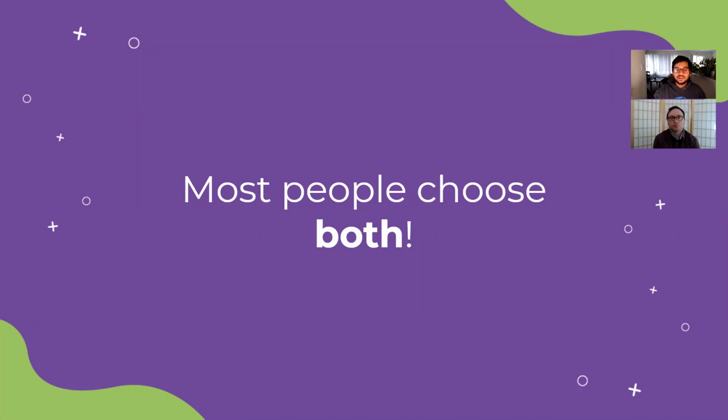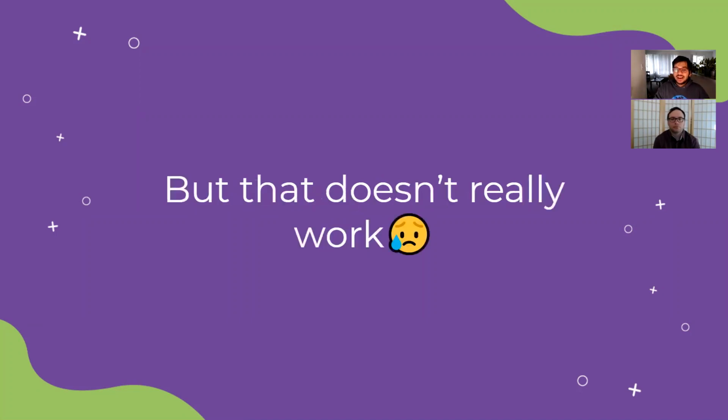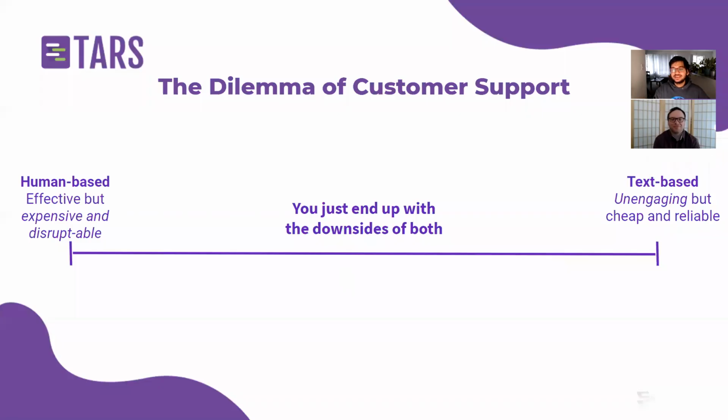The number of customer support agents they have to allocate goes down as well, and it addresses some of those issues. In an ideal world, it would address the problems of both issues. It would take the best of both methods, but that's not usually what happens. In fact, the opposite happens. Usually what ends up happening is you end up with the downsides of both approaches. You have a system that is unengaging, that's backing up a system that's expensive and disruptible. And that doesn't really work for most people.